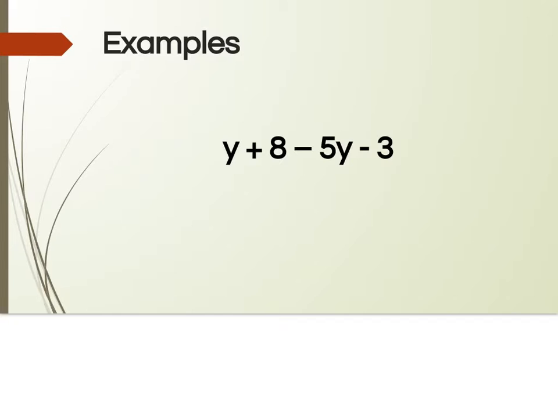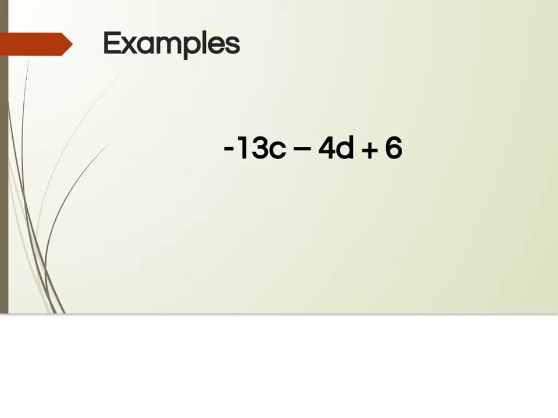In the expression y plus 8 minus 5y minus 3, you have two sets of like terms. You have the y and the negative 5y are like terms. And then you have the positive 8 and the negative 3 are like terms because they are the constants with no variables with them.